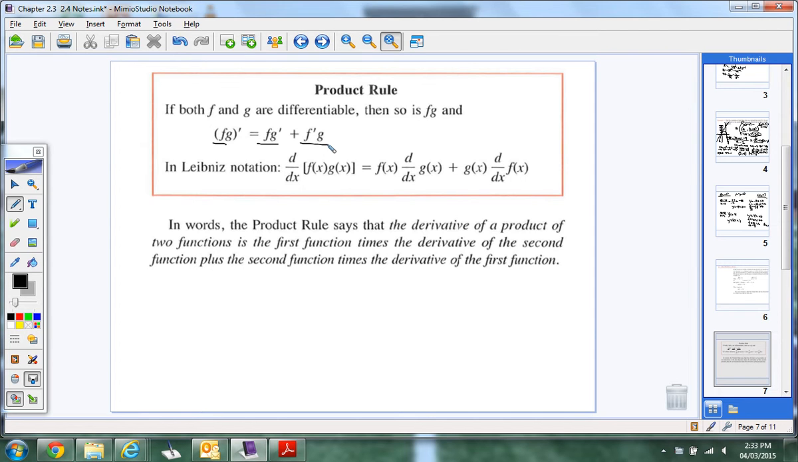The way it's written is kind of the way I say it. First times the derivative of the second, plus the second times the derivative of the first. That's how you say it. It just means you take the derivative of one of each, but keep the regular of the opposite. You'll need to see it. It's better to just do it.